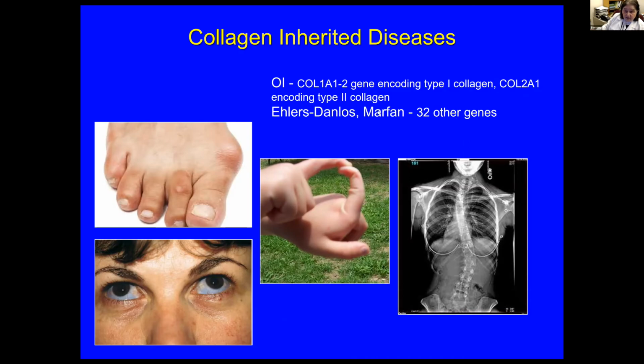Marfan Syndrome can also develop with scoliosis and these features. Unfortunately, you cannot do old-fashioned genetic testing because 32 genes could be involved for Ehlers-Danlos. So if you do the gene sequencing, you can request a panel, I think my panel evaluates 27 genes, but at least it covers most of them, before you enter the diagnosis.